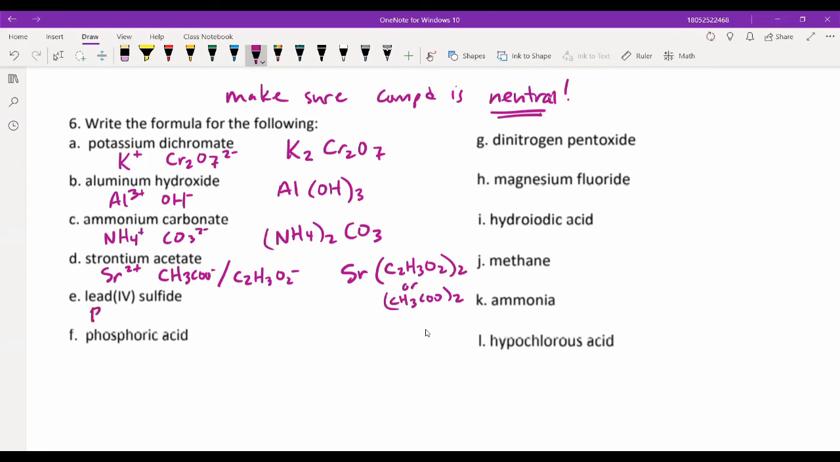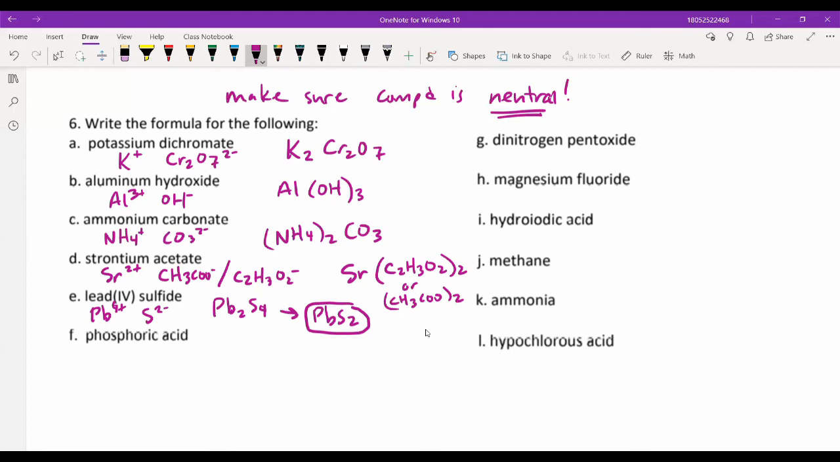Okay, lead +4, Roman numeral 4 means +4. Sulfide is a -2 ion. So again, if we write this as Pb2S4, we just want to simplify it to PbS2. These ionic compounds are always written in the most simplified ratio of subscripts.